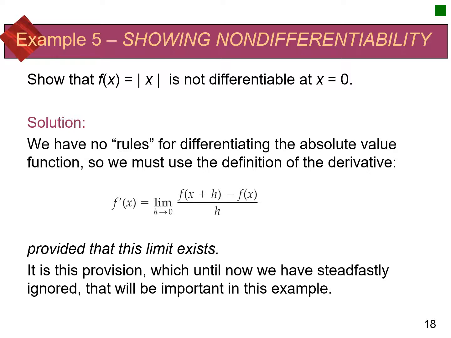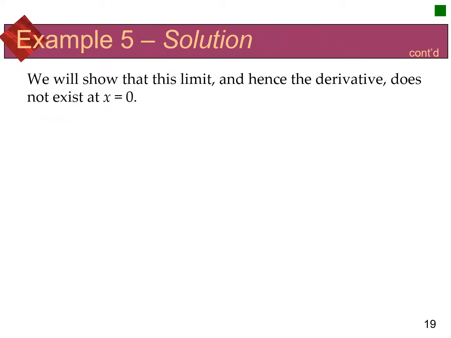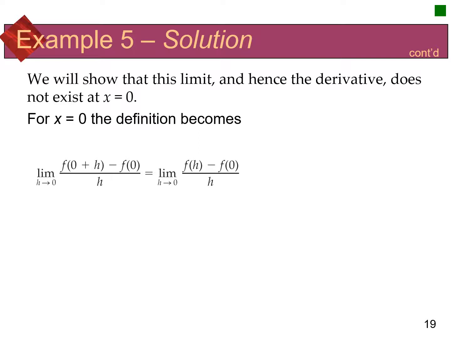And as we go through this, it's going to be the explanation as to why there are no rules for differentiating the absolute value. So we want to show that this limit, and hence the derivative, does not exist at x equals 0. What's going on here is that instead of doing the derivative of f of x, I'm doing the derivative of f of 0. So the x's are going to get replaced by zeros. The h's are going to be handled by the limit.